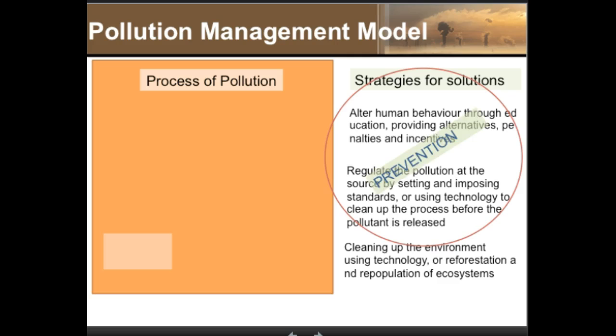The first two here are preventative strategies. So if we can get people's behavior to change, or if we can stop the pollutant from being emitted into the environment, we've prevented pollution. The third strategy is remediation. Now that the pollutant is out there, what are we going to do about it? How will we solve the problem?